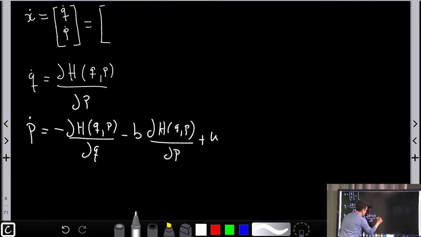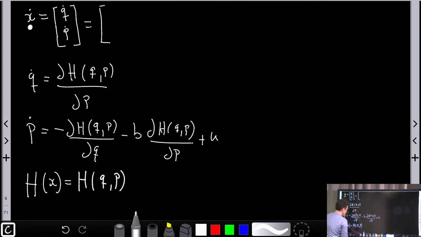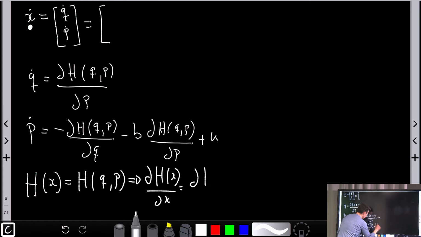There is another definition before we write it into the matrix, which is the so-called Jacobian, the vector that represents the partial derivative of the Hamiltonian with respect to both state variables. If I have defined my state variable x, my Hamiltonian also depends on x, which is also depending on q and p, as I defined in the previous slide. So the partial derivative of H(x) with respect to x is just the partial derivative of H(q, p) with respect to q, p.